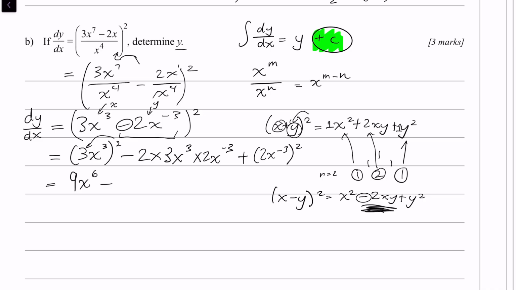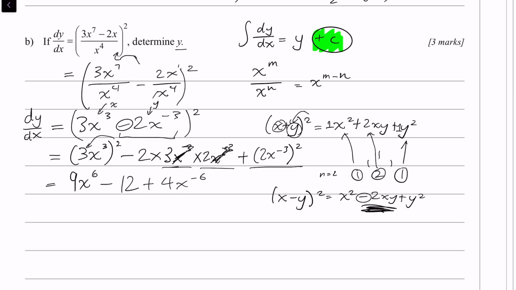minus, and here we have, let's just work with the powers first, x to the power of 3 times x to the power of negative 3. We're just adding those powers together. So 3 plus negative 3 is 0, and so we will no longer have an x component. So we're doing minus 2 times 3 times 2 essentially. We don't have the x's anymore, and so that will be 12. And then with this last component, we have plus 2 squared, which is 4, x to the power of negative 3 times 2, which is negative 6.